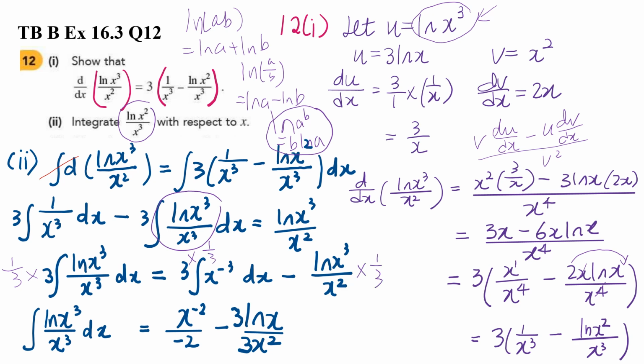So this is what we get. 1/3 times 3 gives you 1. Convert your 1 over x cubed to be x to the power negative 3. So this one you can just add 1 and divide by negative 2. And this one basically you've already done the job, so just times 1/3 will do.